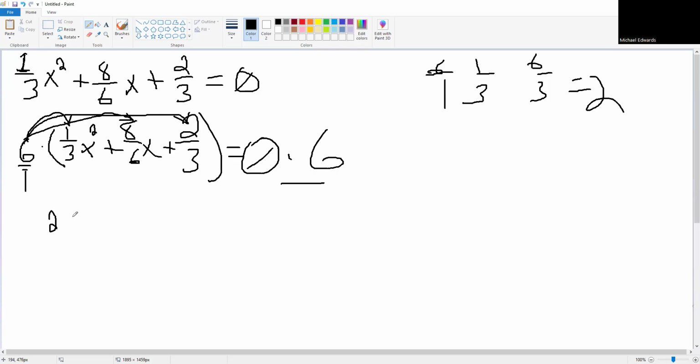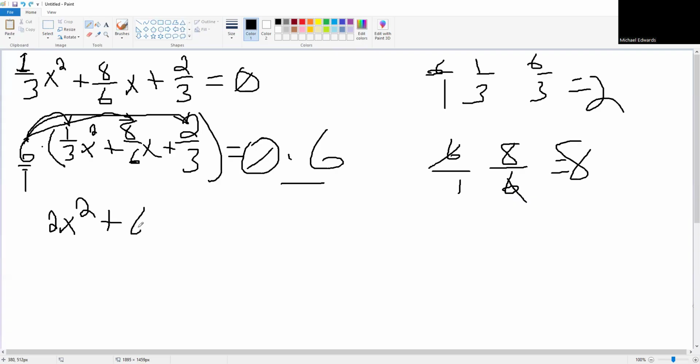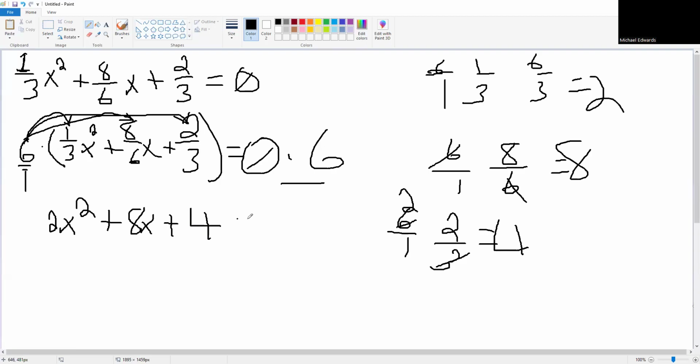This is why we're doing this. So we get 2x squared plus, and this is 8/6. So we're doing 6 over 1 times 8/6, which if you cross it out, just turns out to be 8. So we could just put 8x plus 2/3, and 6 over 1 times 2/3. 3 will go into this 2 times, so this should be just 4. So we will write down the 4 here equals just 0. So look, we made it easier to read. And that's what you should try to do. Find the LCD, do the math, get rid of the fractions.